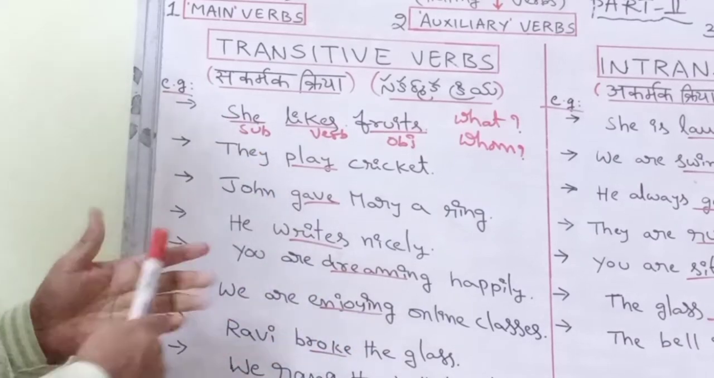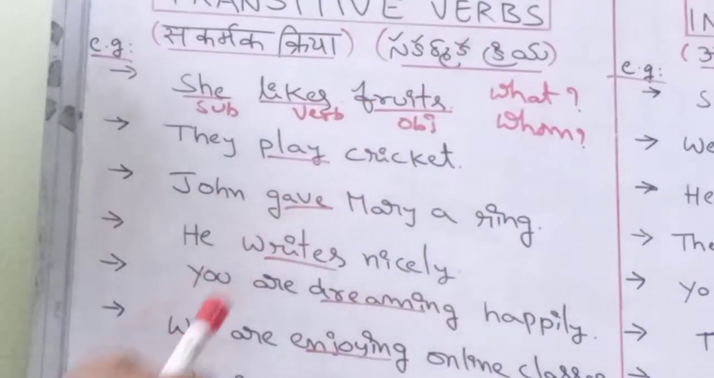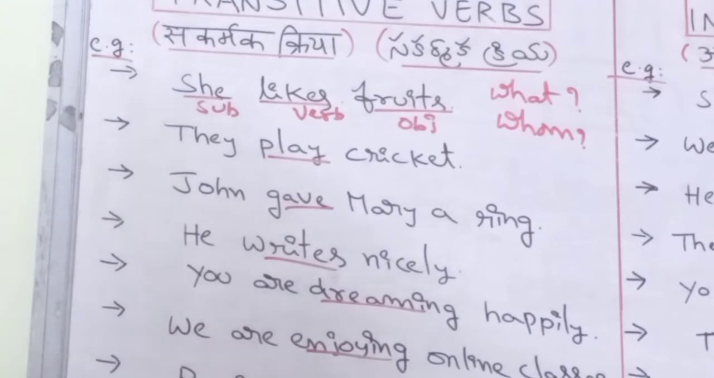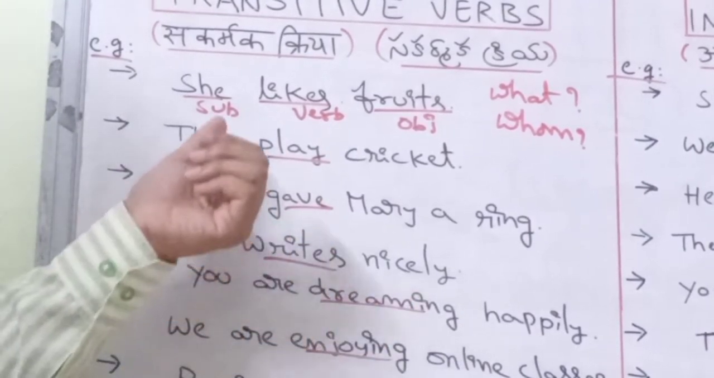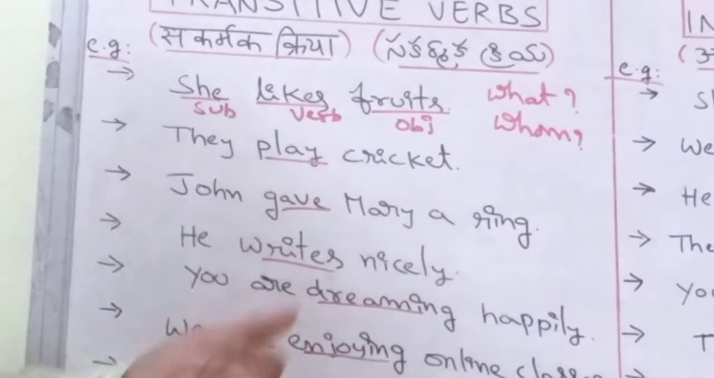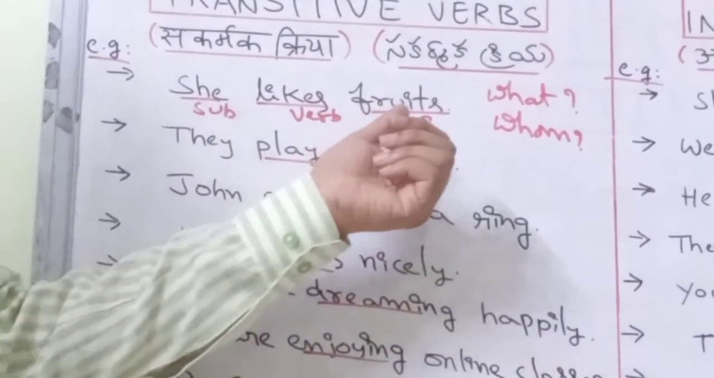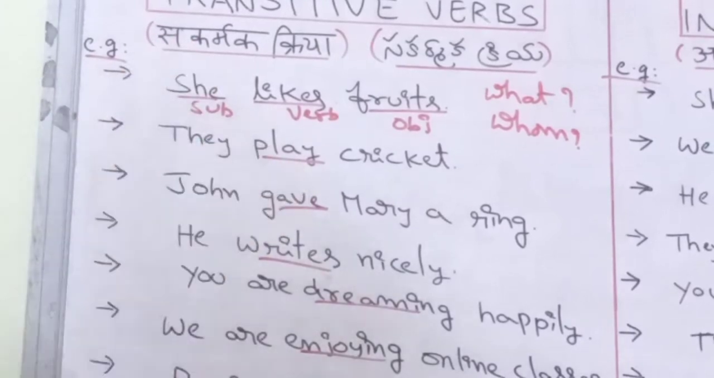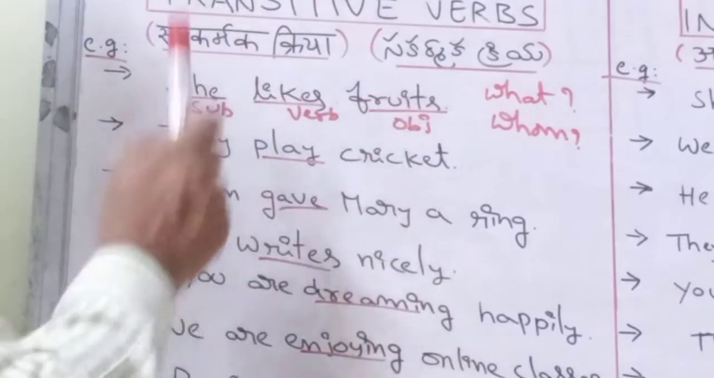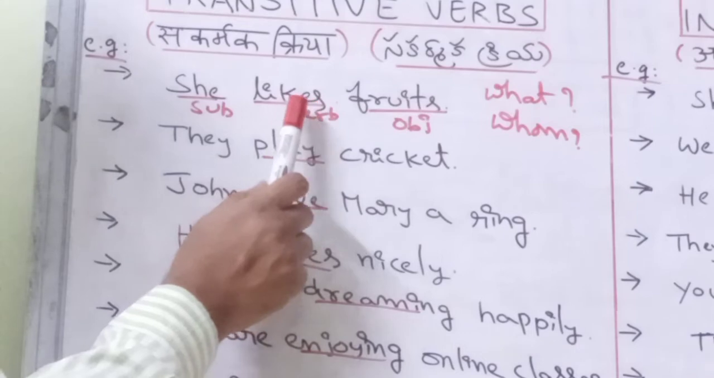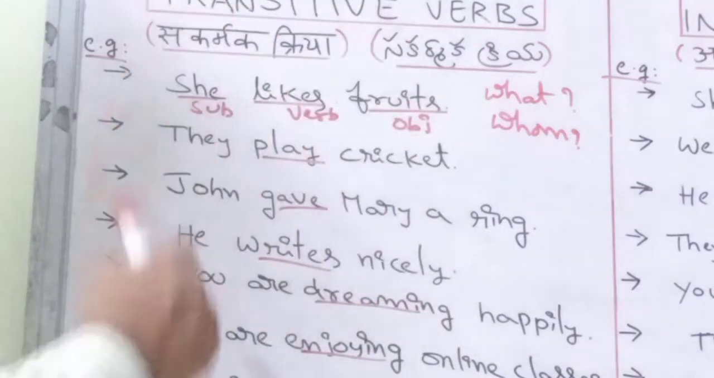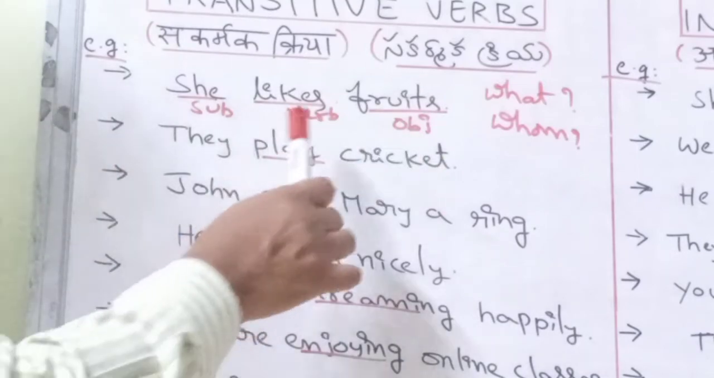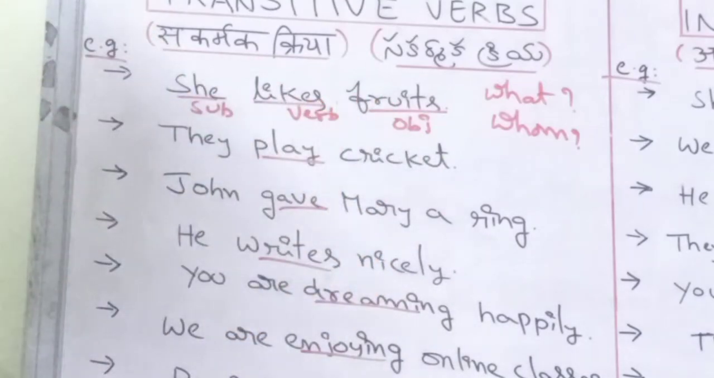She likes what? The answer is fruits. She likes whom? Here an answer is not given for the question whom, but it is given for the question what. She likes what? Fruits. That's why that answer itself becomes the object. Fruits is the object. So the verb likes has an object with it. That's why the verb likes becomes a transitive verb.